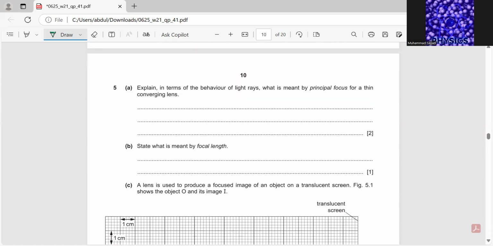Let's move forward. Explain in terms of behavior of light rays what is meant by principal focus for a thin converging lens. Principal focus is the point on the principal axis where all the parallel rays converge after refracting from the lens. And what is focal length? It is the distance from the center of the lens to the principal focus. So both these definitions I'm going to write now, and this is simply recall memory. You need to memorize these definitions.